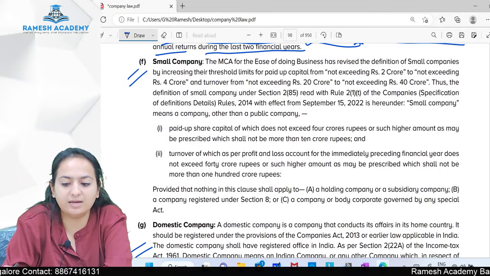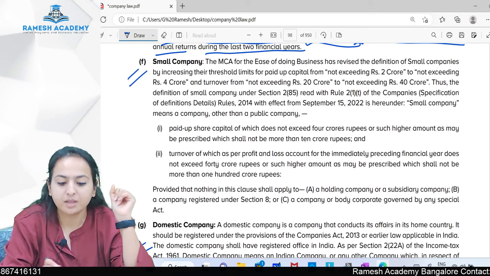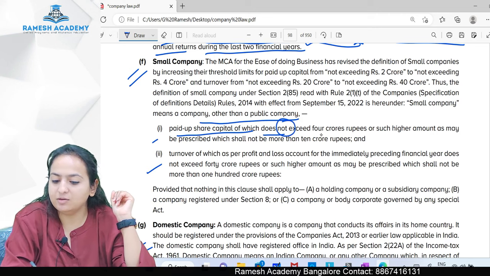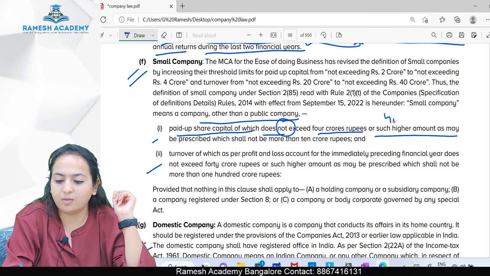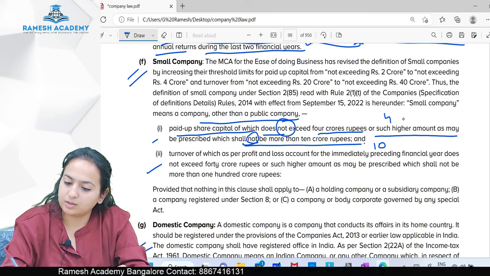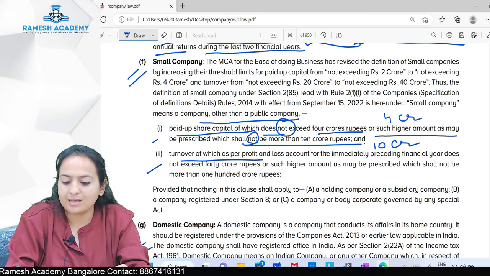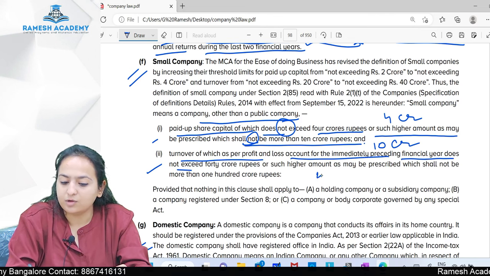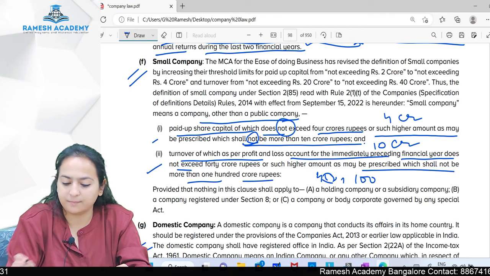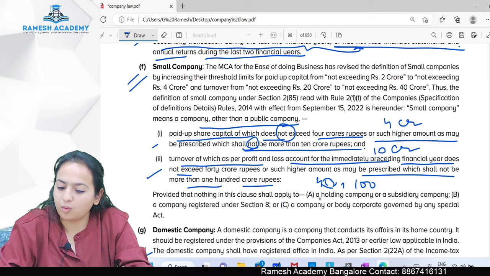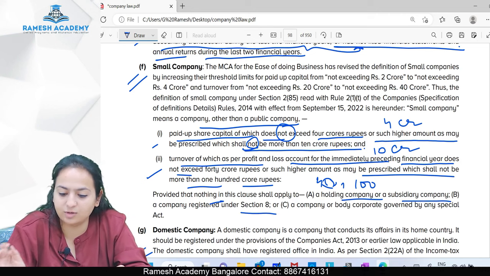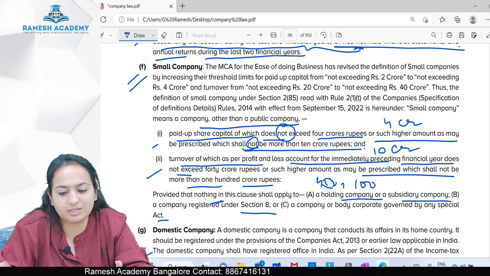Small company: yesterday also we read that the small company definition has been amended. Now what is there? It is a company other than a public company whose paid-up capital does not exceed 4 crore, or such other amount as may be prescribed, which should not be more than 10 crore. Okay, 4 crore, 10 crore. Turnover as per the P&L of the immediately preceding year does not exceed what? 40 crore, or as may be prescribed, which should not be more than 100 crore. Okay, so this is a small company. Provided that nothing in this clause shall apply to a holding company, subsidiary companies, Section 8 companies, or a company governed by a special Act; they are not included.